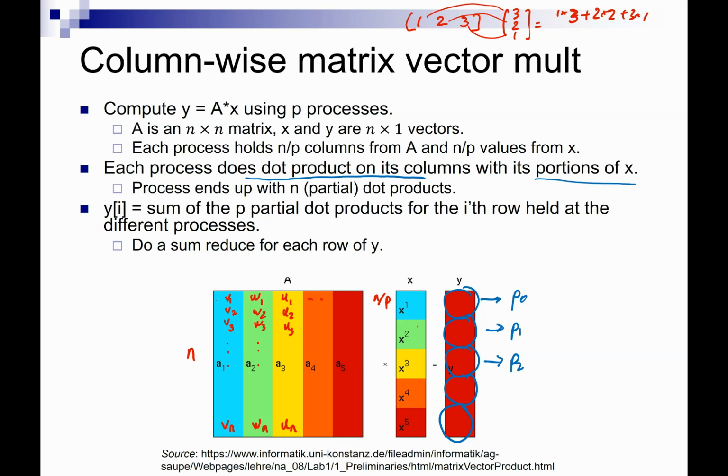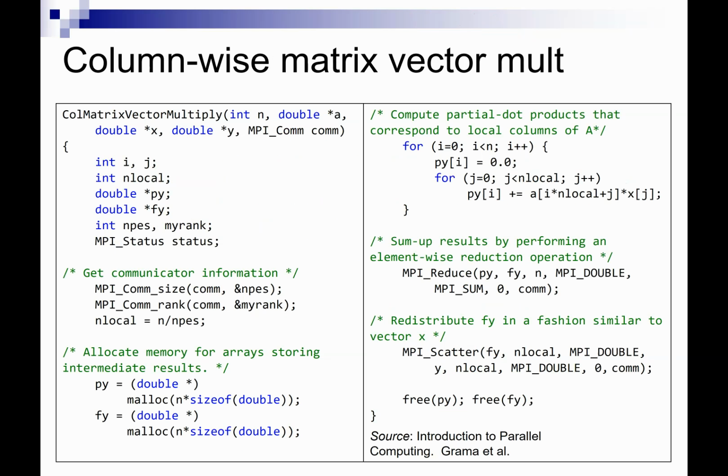Now let's try to put all of this together into some code. Here we have the program for doing this. Remember that the first thing you need to do is each process is going to compute these dot products. It's going to take all of its rows, these partial rows, and take the dot product with the part of x that it's got. That's what's happening in this part of the code. It's computing n of these partial dot products.